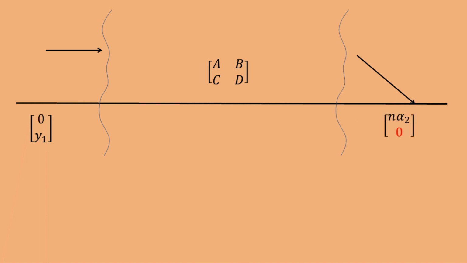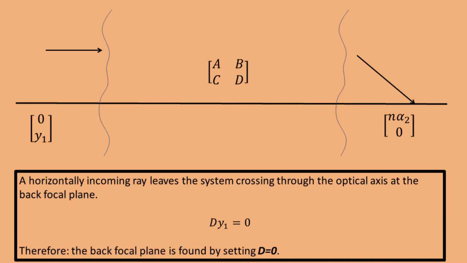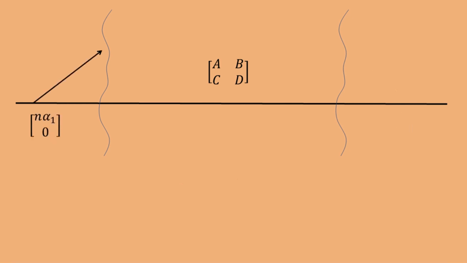This yields an equation D y1 is equal to 0. Therefore, the back focal plane is found by setting D equal to 0. Alternatively, we could consider an object placed at infinity and see where its image is formed. The reasoning to find the front focal plane is analogous.